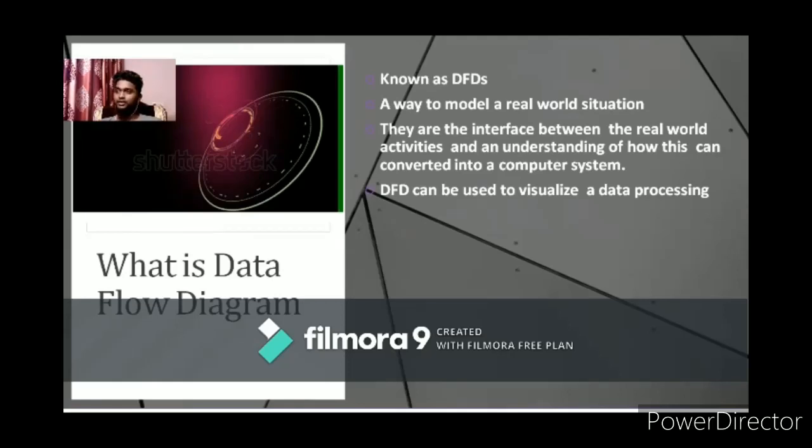First of all, we have to understand the real world activities, that means the real world situations, like I mentioned in the previous point. We have to identify those situations, and by using this DFD technique, you can understand the situations and they can be converted into computer systems. The next point is that DFD can be used to visualize data processing, and we can visualize process data during the DFD process.